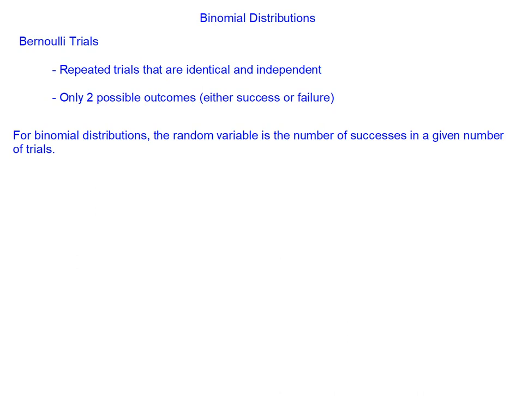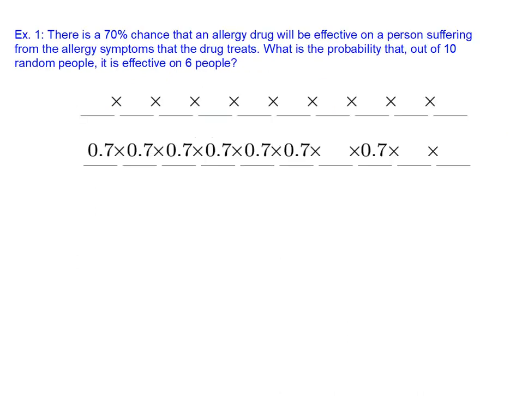So for binomial distributions, the random variable is the number of successes in a given number of trials. We'll work through an example so you can see what that looks like. So here's an example question. It says that there's a 70% chance that an allergy drug is effective for somebody with the symptoms that the drug treats. The question is asking, what is the probability that out of 10 random people, the drug is effective on 6 people? In order to do this, we have to look at a whole bunch of different cases.